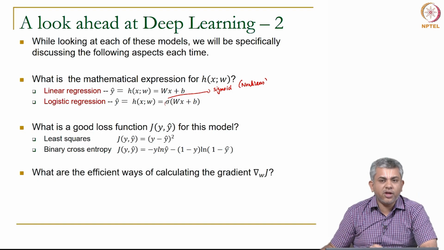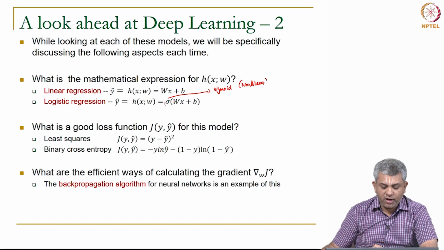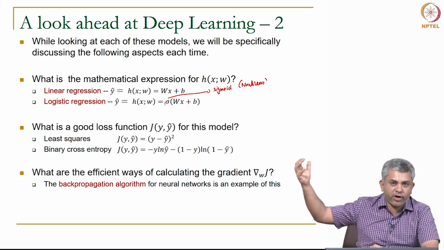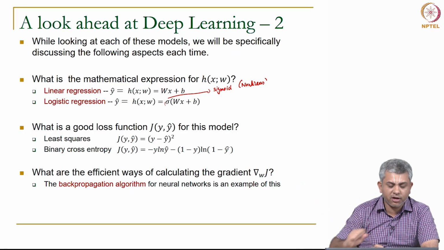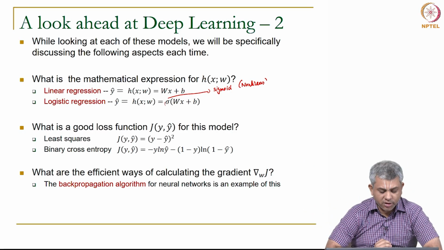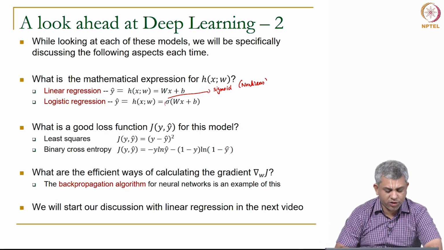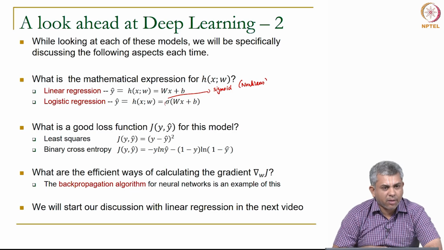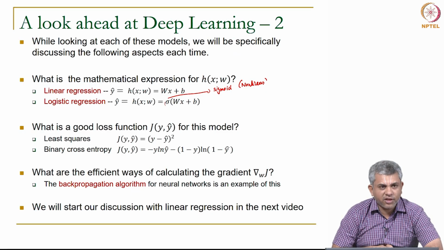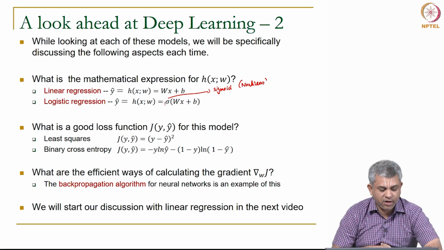Then we will be looking at efficient ways of calculating the gradient, since you are going to get a gradient when we do gradient descent, when we do the optimal parameter search. For neural networks, the algorithm which we use is called the back propagation algorithm. In the next video we will be starting our discussion with the first model for this course, which is linear regression, the linear model.